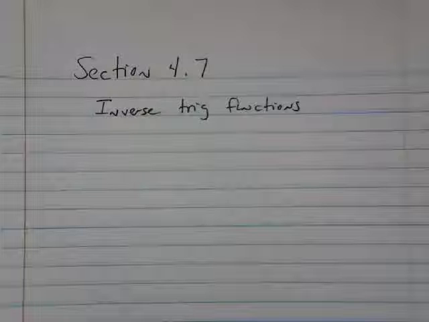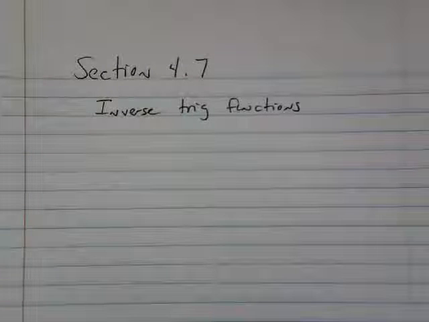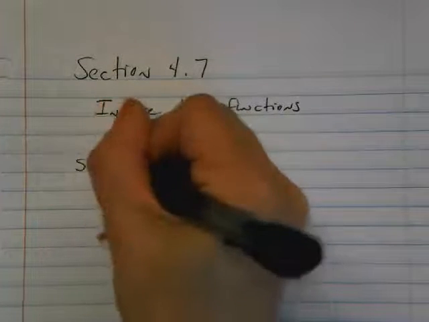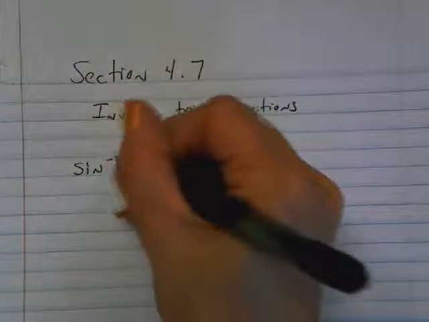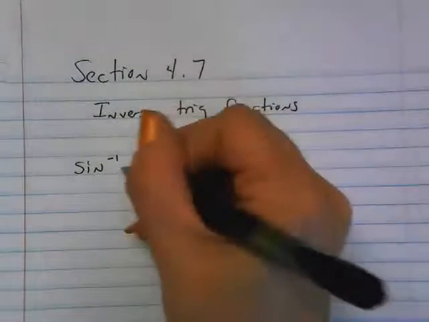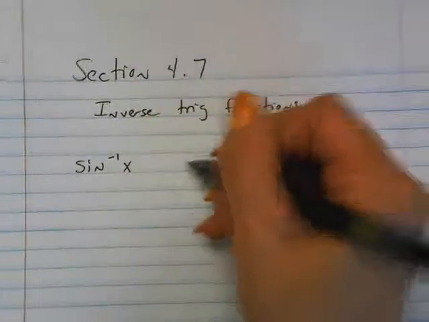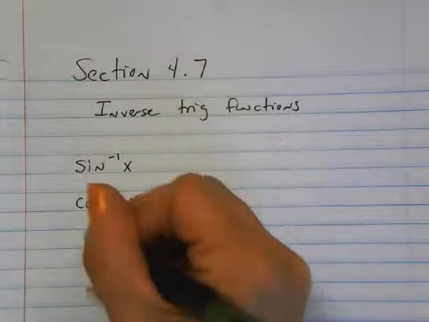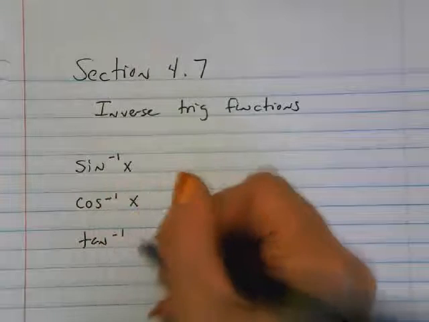Alright guys, today we're going to look at section 4.7, which is inverse trig functions. Okay? So, I want to tell you that there are three inverse trig functions we're going to look at. The inverse of sine, the inverse of cosine, and the inverse of tangent.